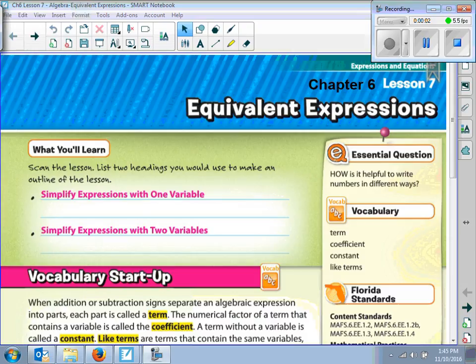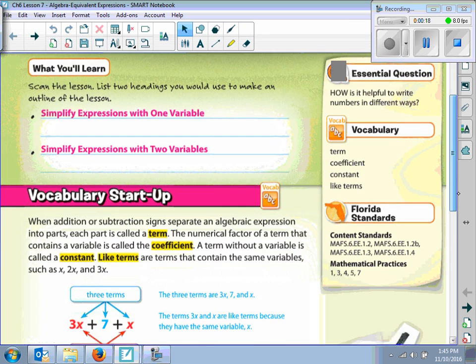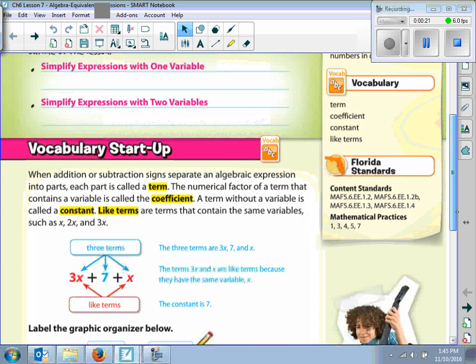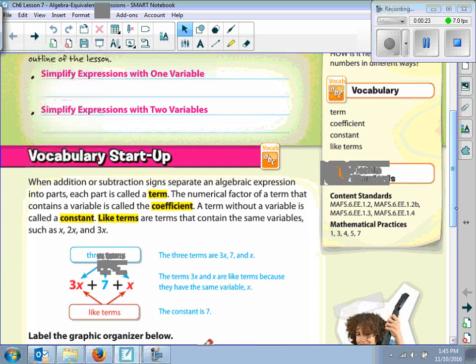So, Chapter 6, Lesson 7 is equivalent expressions. And today we're going to learn to simplify expressions with one variable. And we're going to learn how to simplify expressions with two variables. So, the first thing we need to take a look at is our vocabulary.